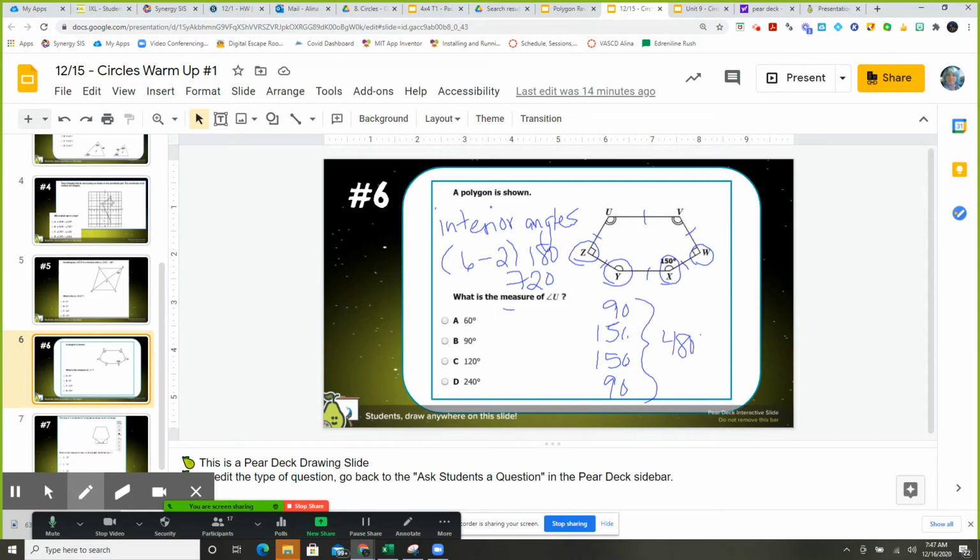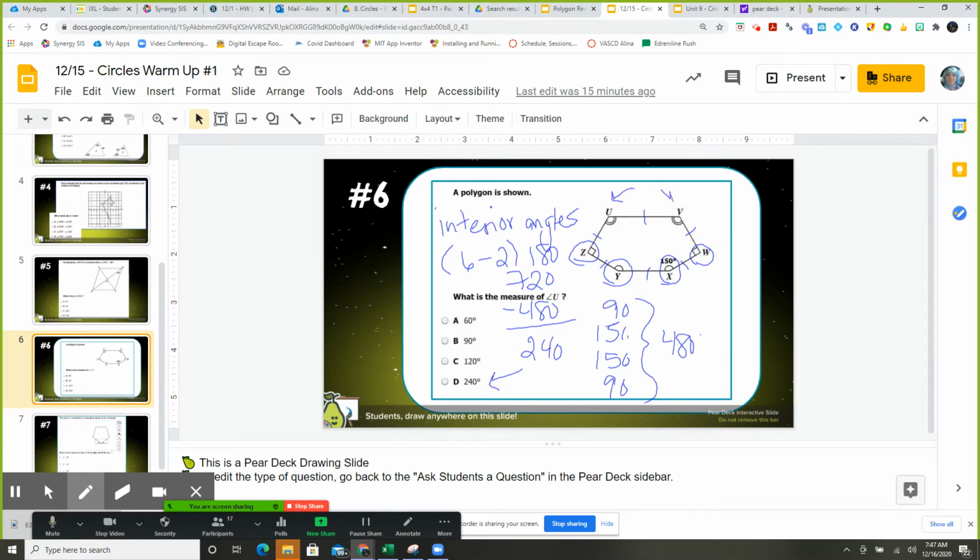And then I subtract those from my total, and I get 240. Is that correct? Did I do that right? Yeah. And then what? So is 240 my answer? No. What do I have to do?